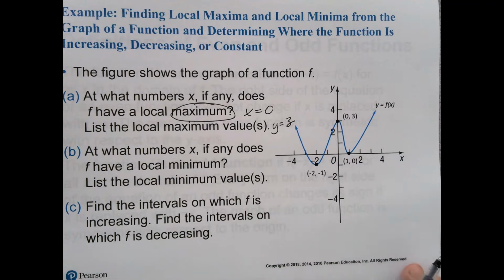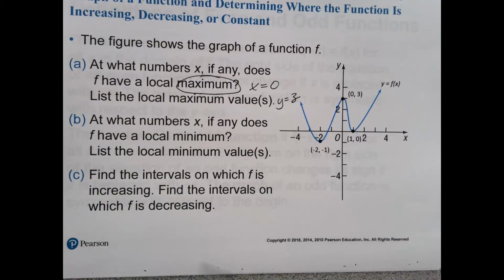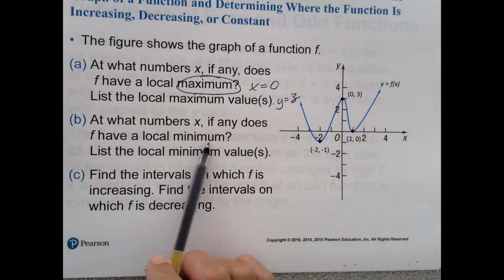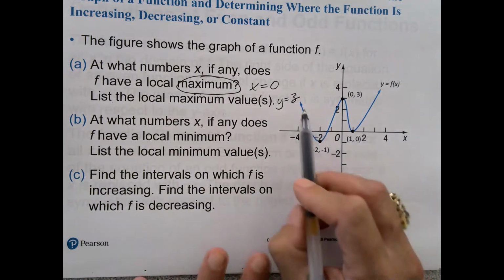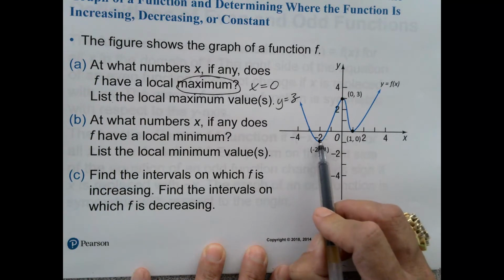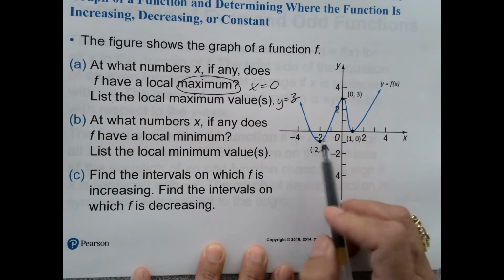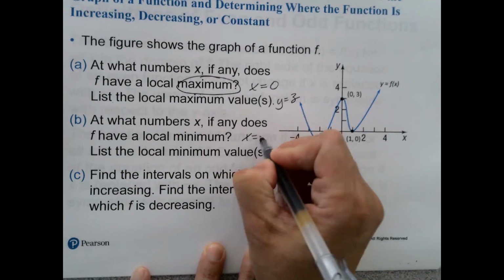Any questions on A? Good. At what numbers x, if any, does f have a local minimum? Here we're looking for where the valleys occur. So we're tracing our curve along. We see our valley right here. That occurs at x equals negative 2.